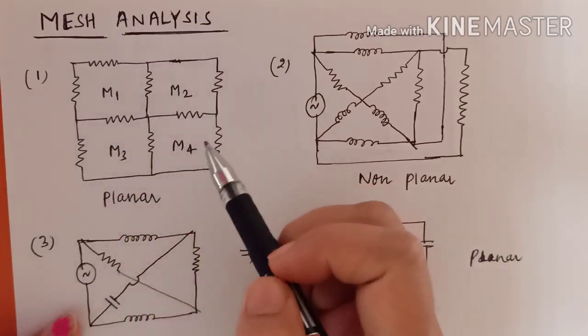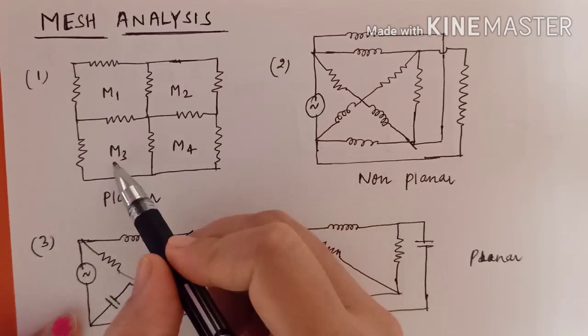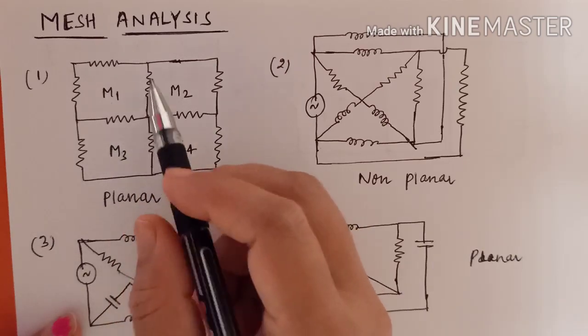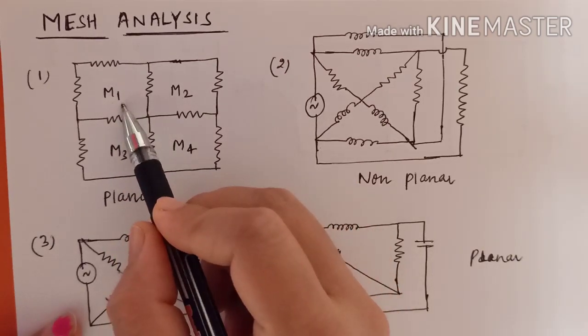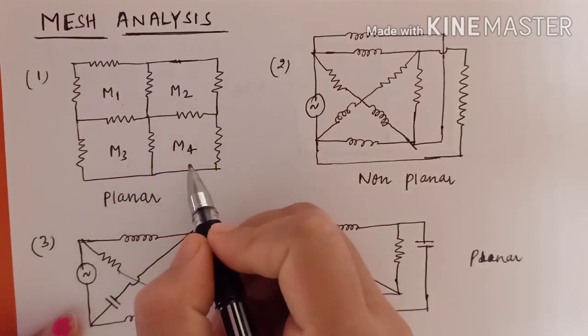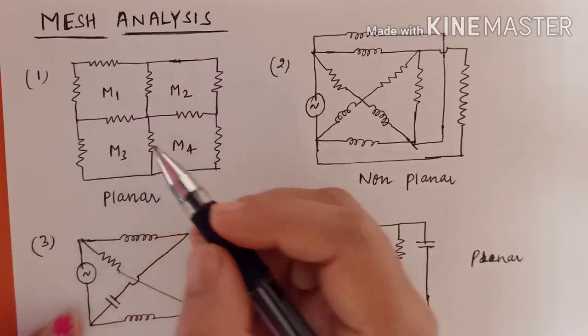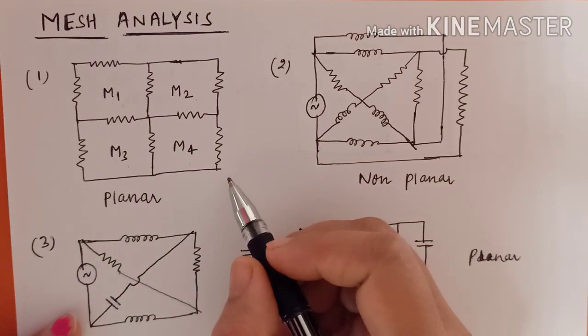so many resistors are connected. So this is one loop, this is another loop, this is another loop, this is another loop, and these loops are not containing any inner loop, meaning these are the individual loops. So this is one mesh, this is another mesh, this is another mesh, this is another mesh. So four meshes are present in this circuit, and mesh analysis can be applied only for a planar network.